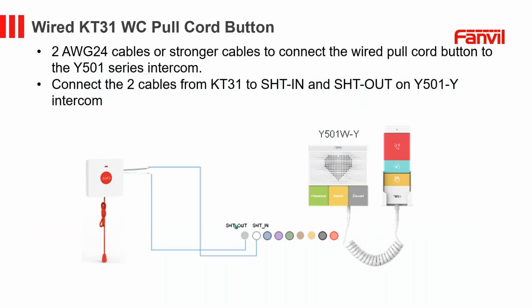To set up the KT31 wired pull cord button, you can use cables of at least AWG24 strength to connect it to the Y501 intercom. The wiring connects to the SHT in and SHT out ports, these pins for the intercom.